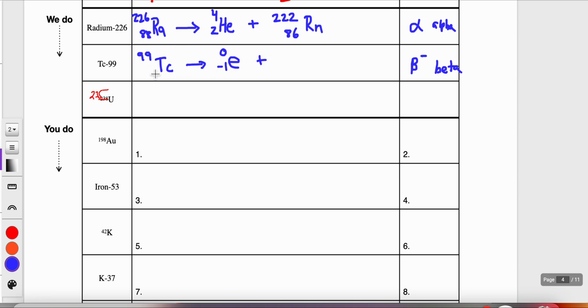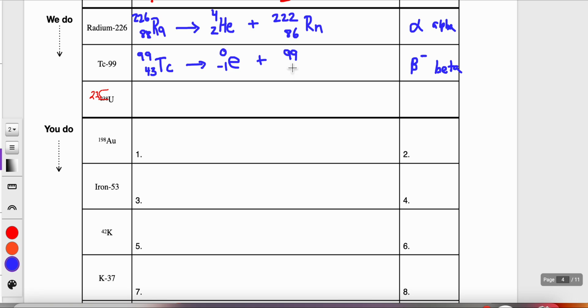Our job is, when the Tc-99 ejects this beta particle, what is the new atom that is formed? So we also need to know Tc's atomic number. So when you look on the periodic table, Tc is element 43, 43 protons. So the beta particle takes none of Tc-99's mass. So the new atom has a mass of 99. The beta particle affects the atomic number by -1.